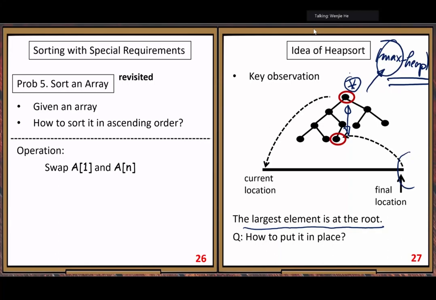In the pseudocode, we swap A of 1 and A of n. After that, we need to recover the heap structure. Actually, recover the max heap structure, not just heap, because we need the max heap property. To do that, we run the max heapify operation.